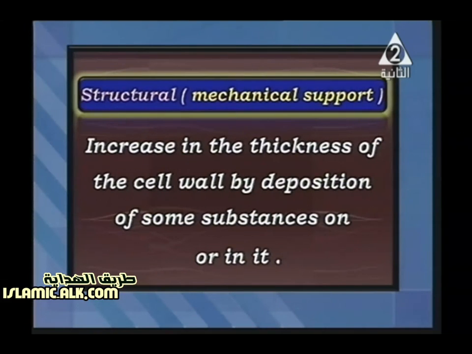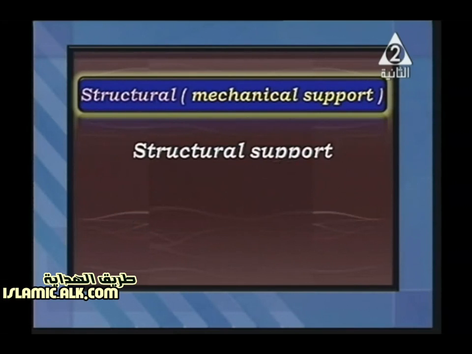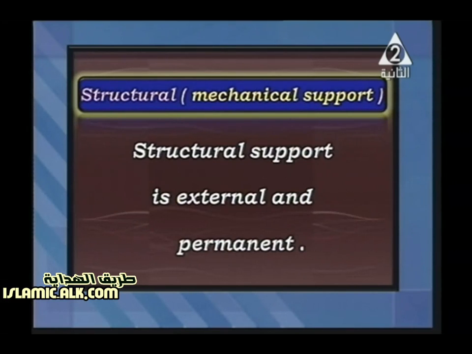Definitely, the changes that happen to the structure of the plant, to leaves, cells, stem, any part of the plant, we call structural or mechanical support. And by the way, this type of support is not temporary because it is permanent. So it increases the thickness of the cell wall by what? By deposition of different substances. Okay, like what? As we said, it is internal and permanent, for the whole life of the plant.